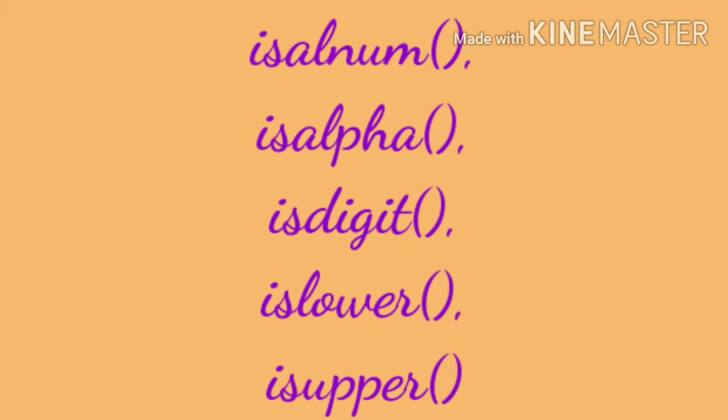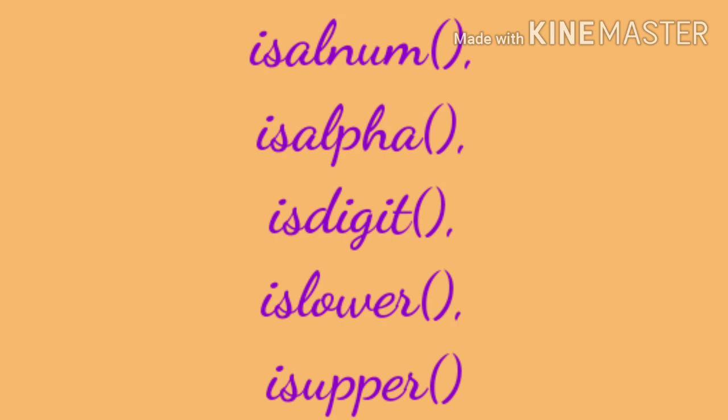The next predefined function is islower, which is used to check whether the character is a lowercase letter or not, that is, a small letter or not. If the given character is a small letter, it returns the value 1, otherwise it returns the value 0. Just the same as isupper. If the given character is an uppercase letter, it returns the value 1, otherwise it returns the value 0.